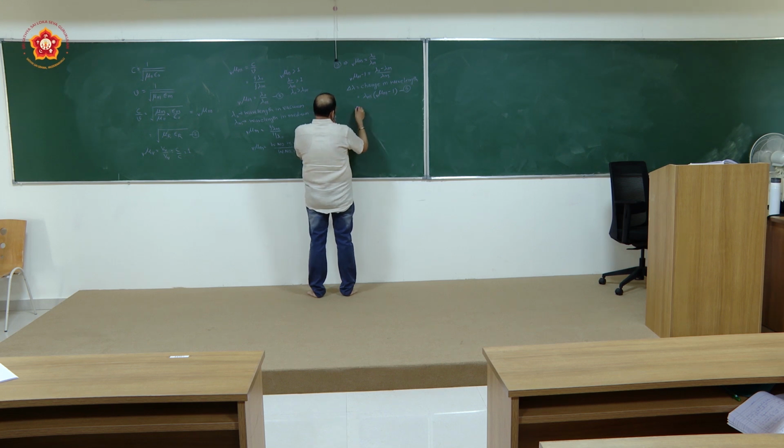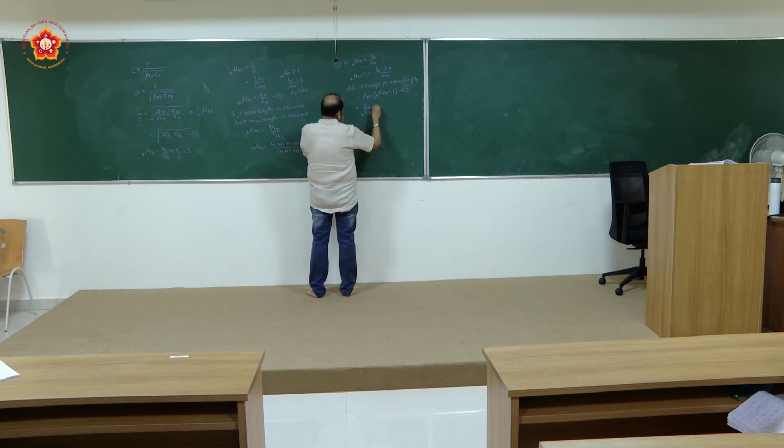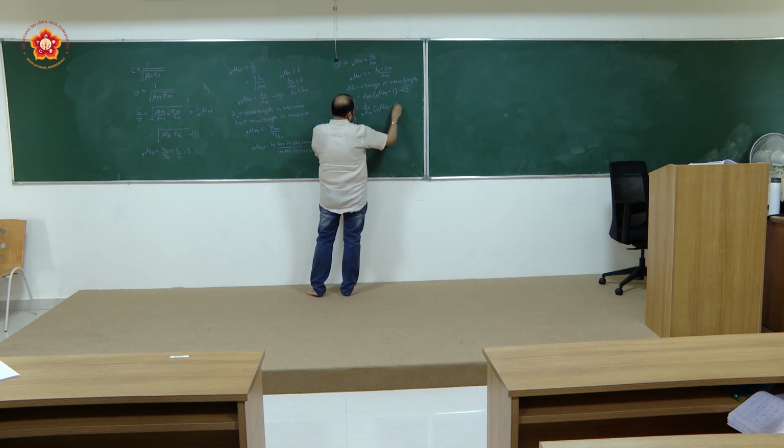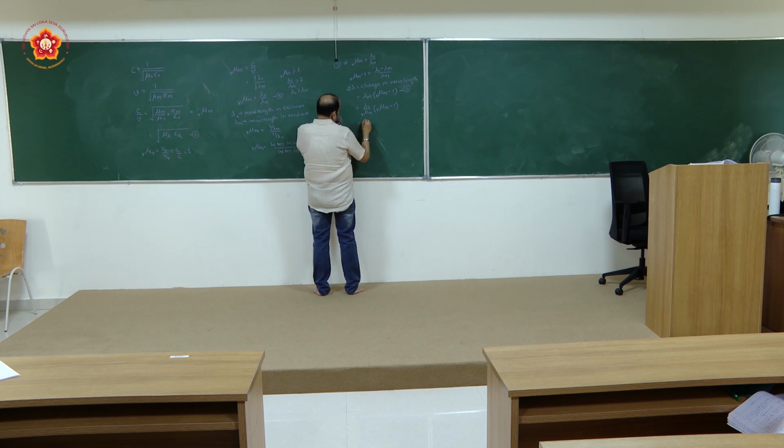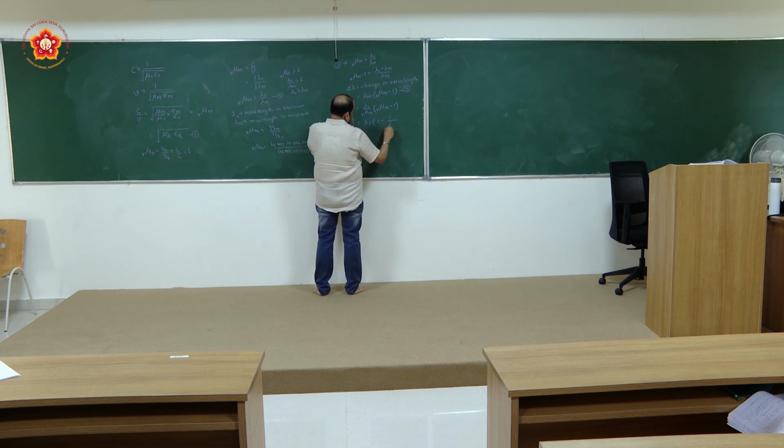I can rewrite this relation as lambda m is equal to lambda 0 upon refractive index of medium with respect to vacuum, in bracket refractive index of medium with respect to vacuum minus 1. So you will be having this as equal to lambda 0 into 1 minus 1 upon refractive index of medium with respect to vacuum.